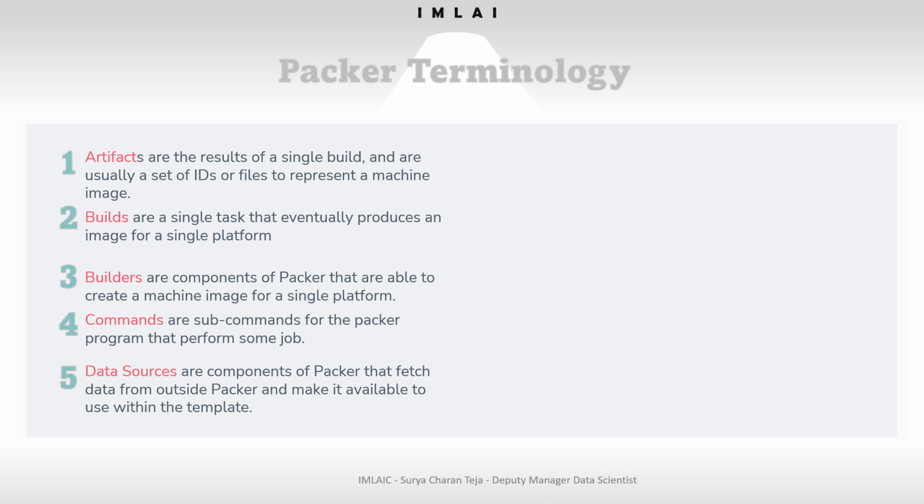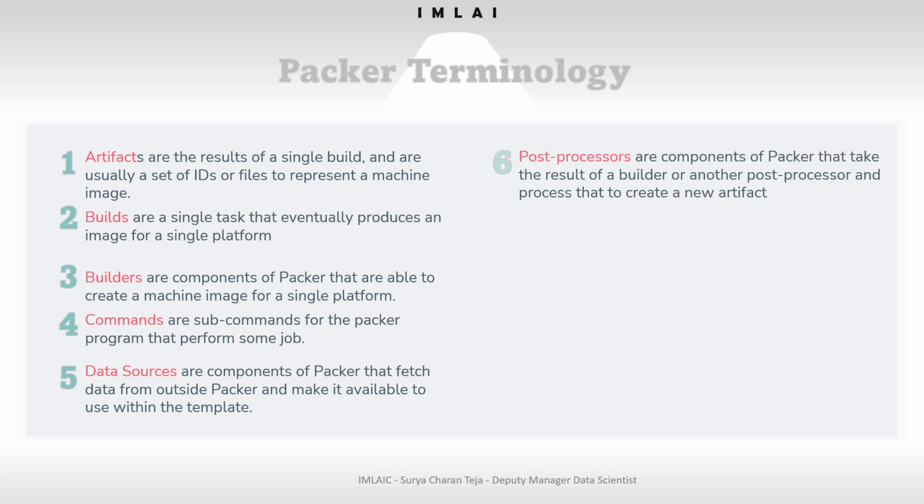And the most important term, post processors. Post processors are components of Packer that take the result of a builder or another post processor and process that to create a new artifact. Examples of post processors are compress artifacts, upload artifacts, and you can use Vagrant and some other tools as post processors, such as Terraform. So that's the post processor.